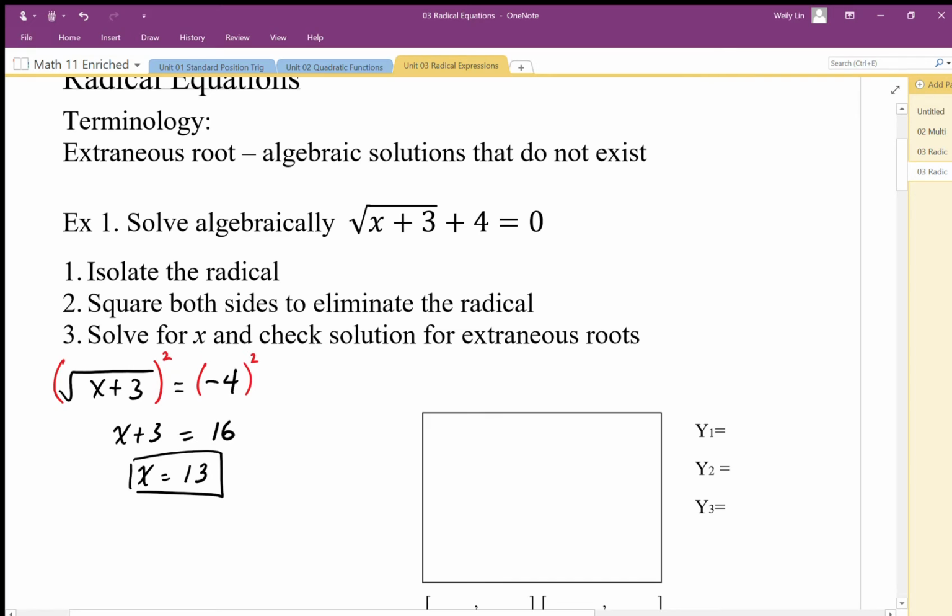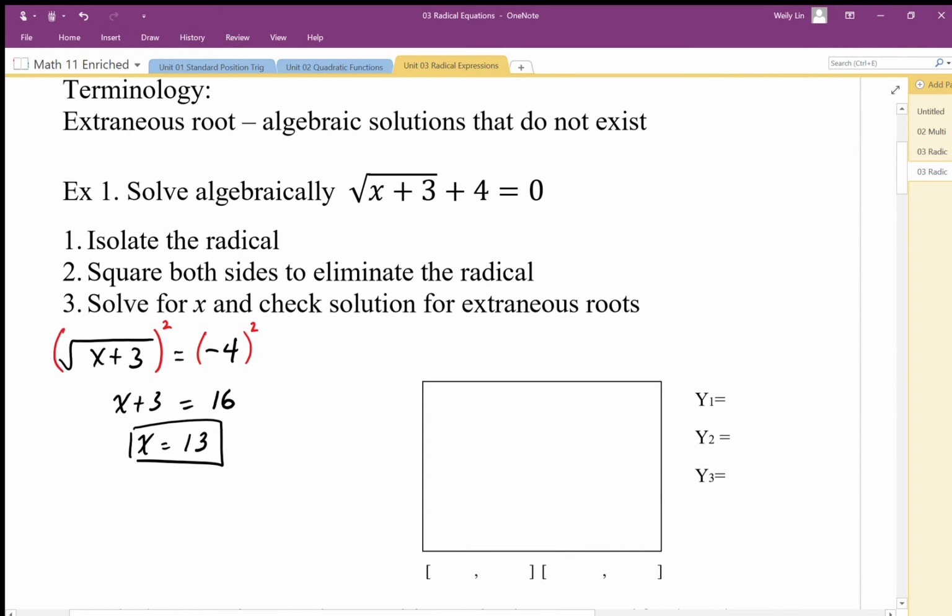Whenever we solve algebraically, we should be able to plug the number back in to see if it actually works. So we're going to test it. This is the part where it says check for extraneous solutions. We need to actually check the answer. And with square root equations, we always need to check.